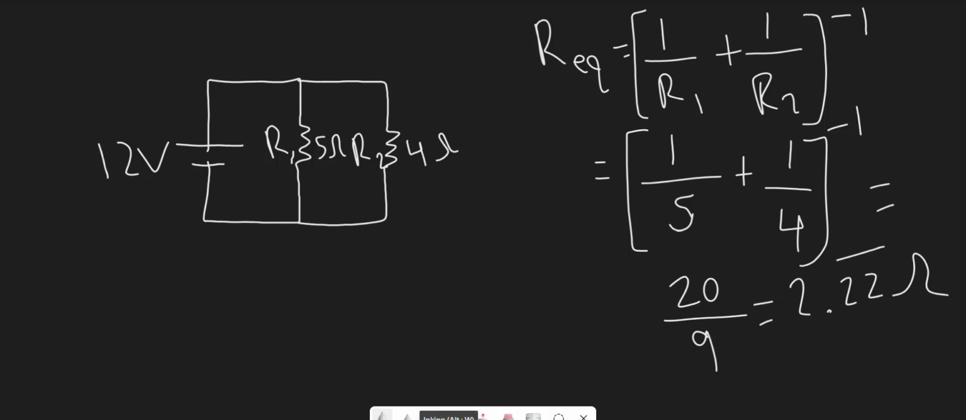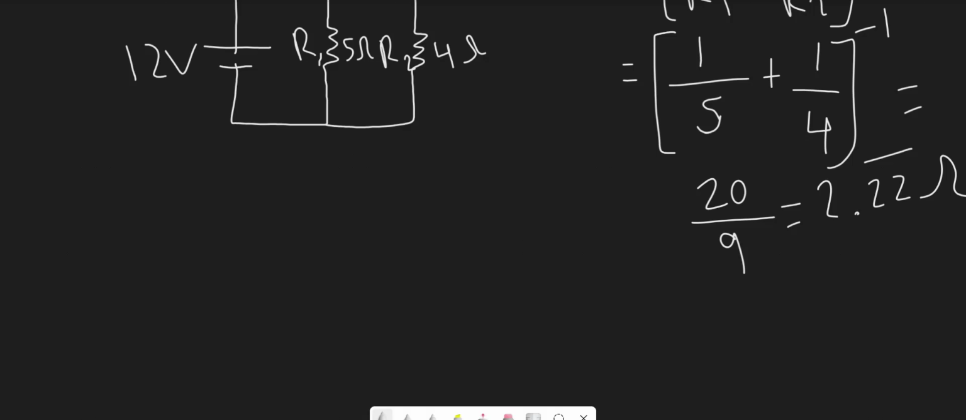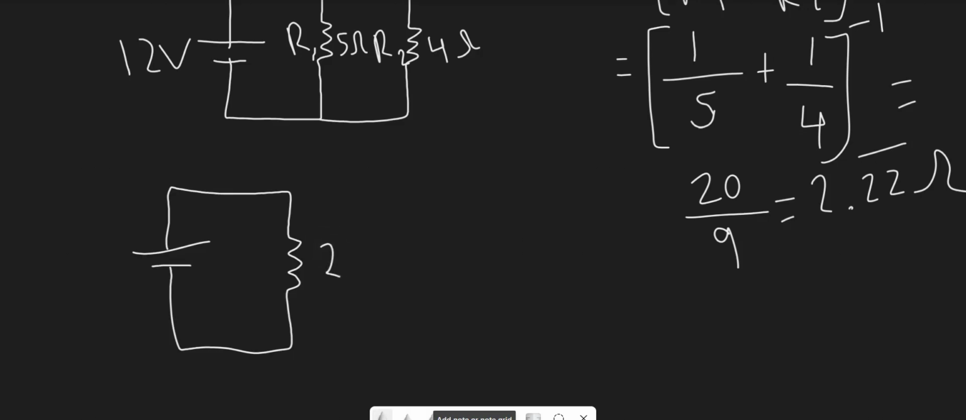So now that we have that, let's redraw our original circuit. So we're going to redraw it like this. We're going to keep the 12 volt battery and draw it as a circuit with only one resistor now, and give it the value of 2.22 ohms, which is what we found over here.